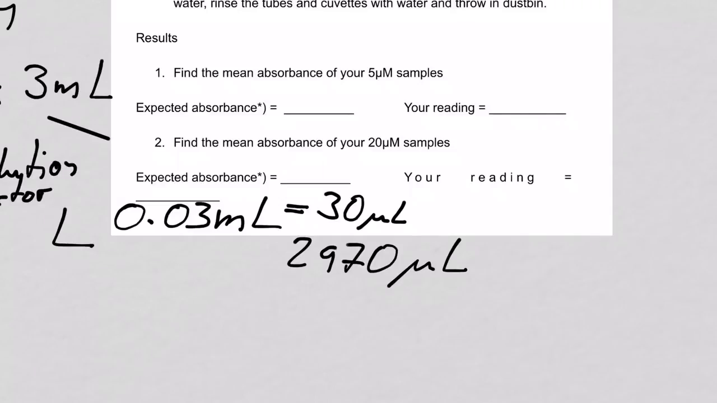2,970 microliters of, in this case, a substance called a buffer. We will discuss what a buffer does in one of the future lectures, so don't worry about it. At the moment, just accept that we need something that's a buffer. So this is basically what you do.